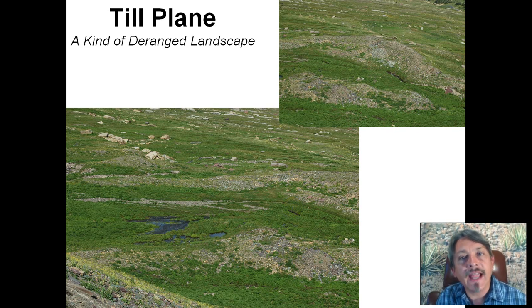Here's a deranged landscape of a till plain. It's very irregular. There are mounds, there's dips up and down, boulders strewn all over the place, and some places filled in by water. You can see a stream running through here.